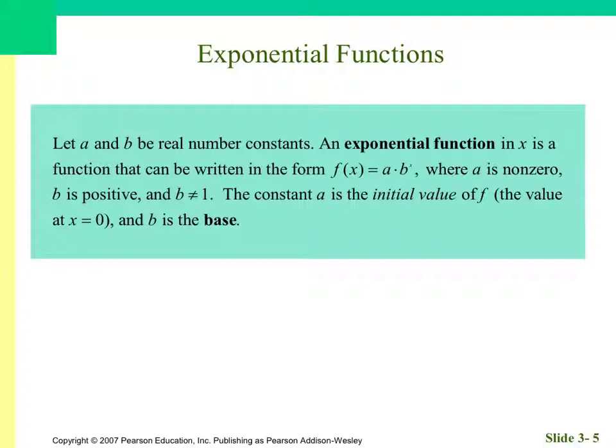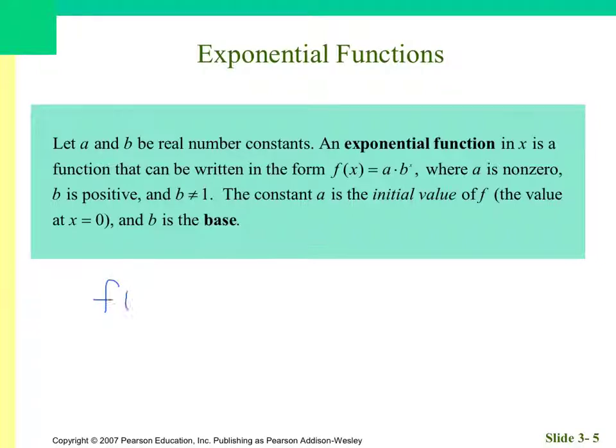Alright, an exponential function. Let a and b be real number constants. An exponential function in x is a function that can be written in the form f of x equals a times b to the x. So that's what we need to see, where a is non-zero, b is positive, and b can never be 1. Okay? Because does 1 to any power change? No. The constant a is the initial value of f, the value at x equals 0, and b is the base.